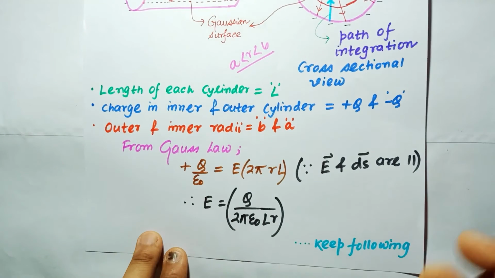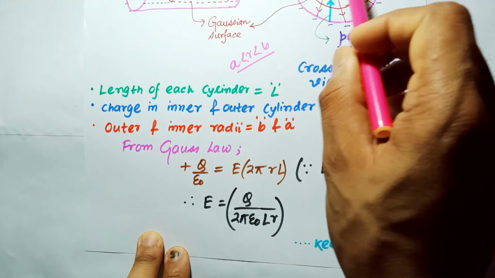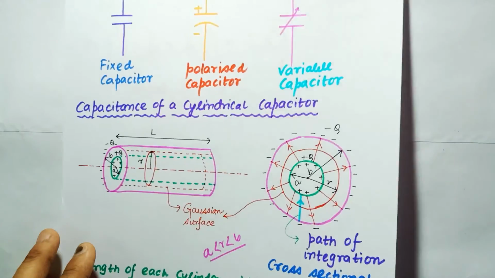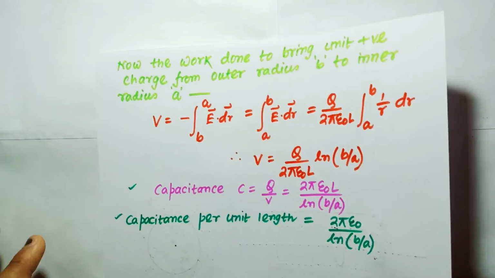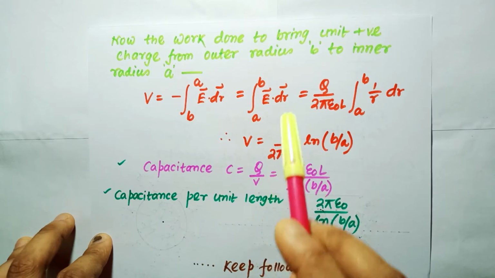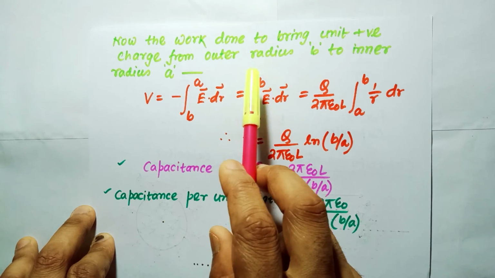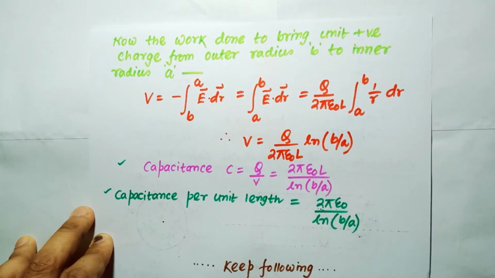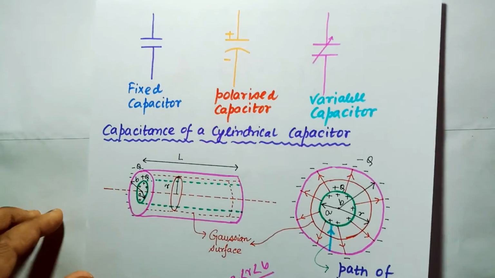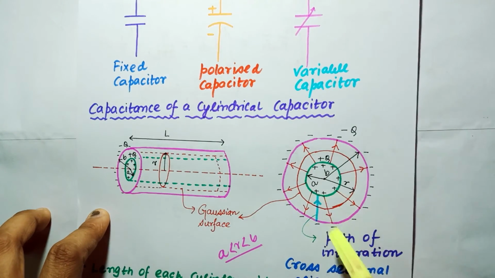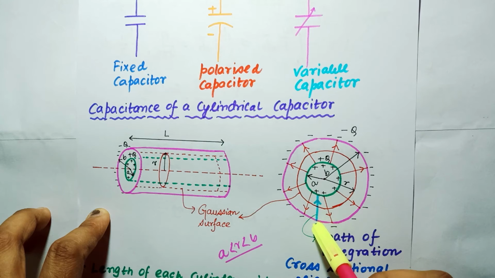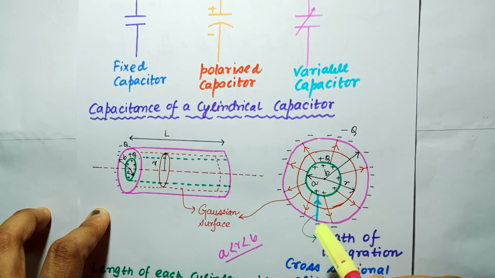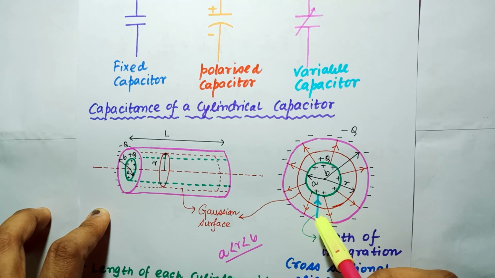So this is the magnitude of the electric field inside. Now, the work done to bring some unit positive charge from outer radius b to inner radius a. You can see this line depicts the path of the integration. I want to take some positive charge from the outer surface of the cylinder to the inner surface here, from b to a. So the radius varies from b to a.